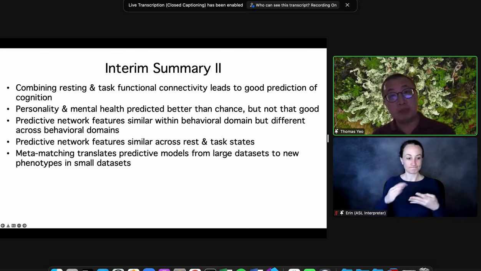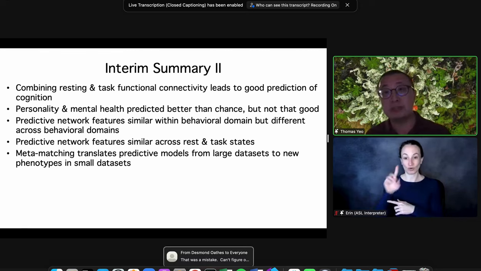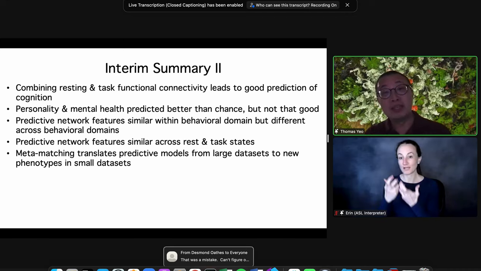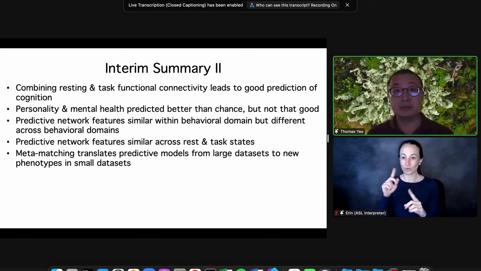We have developed a meta-matching framework that translates predictive models from large datasets to new phenotypes in small datasets. Because meta-matching exploits correlations between phenotypes, it might not work well for rare phenotypes that are not correlated with anything.